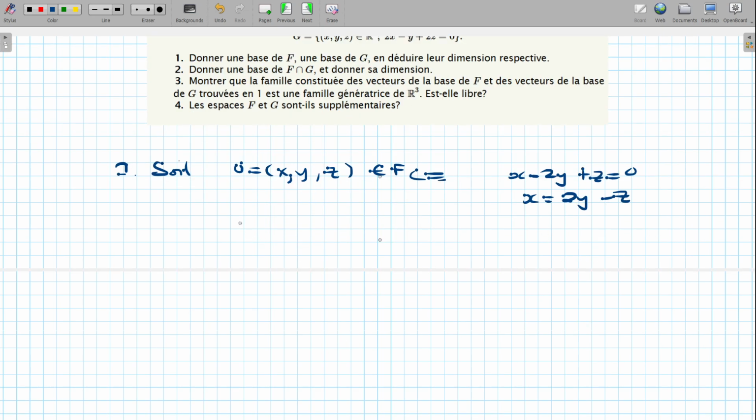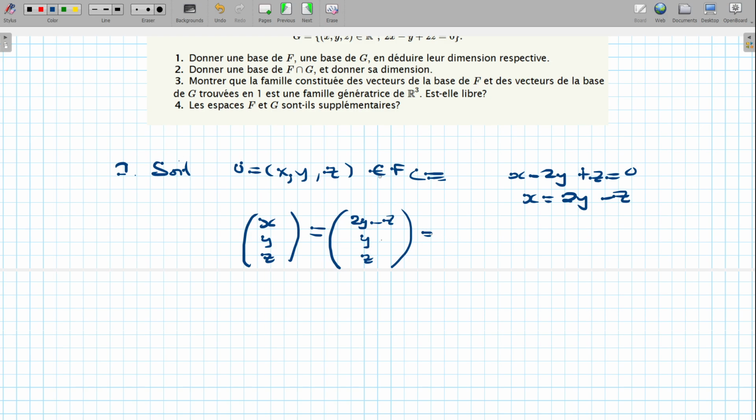Let me write this vector in column form, the vector that we're supposed to decompose. So x, y, z. We only have one equation, and by making x the subject, we've been able to see that x can be written en fonction de y et de z. So we're going to have 2y minus z, and then y, and then z. Since we've written all the vectors, they've been written en fonction de y et z.